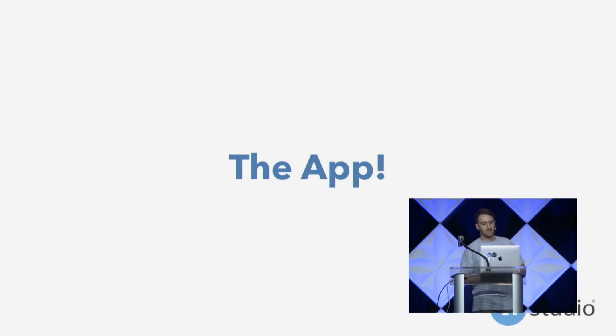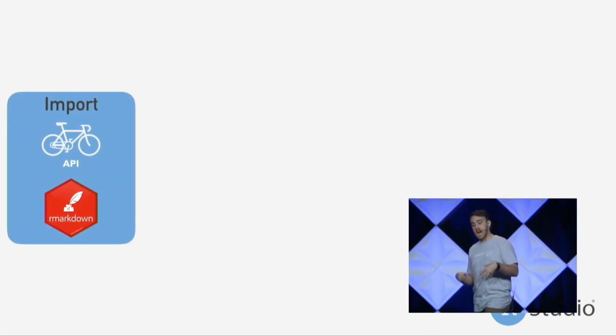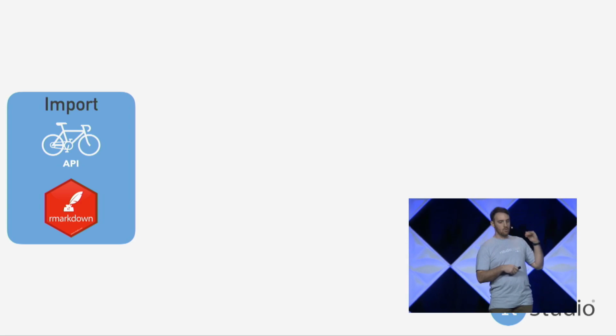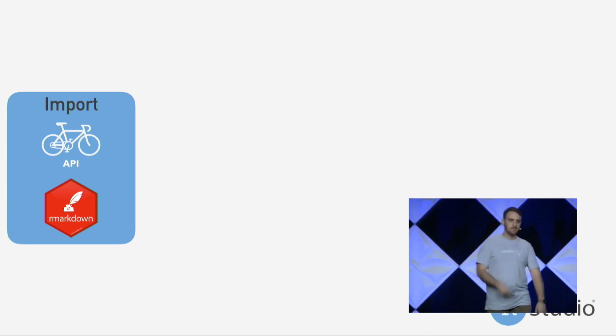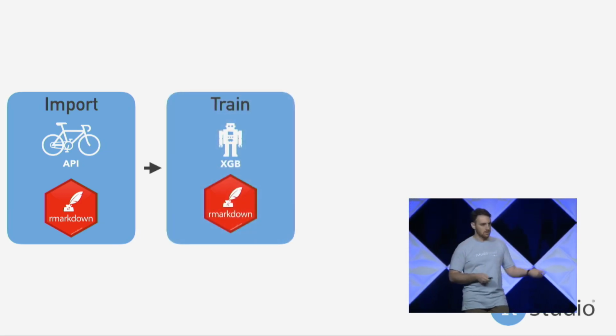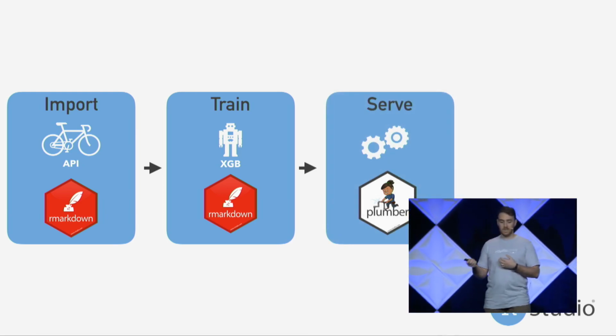So let's talk a little bit about how this app works. The Capital Bike Share organization makes available an API that provides real-time bike data: how many bikes are at each station right now. I'm going to import this using an R Markdown document. From there, I'm going to build an XGBoost model to do all my prediction for me. I'm going to do that also in R Markdown. I'm going to serve this model with a Plumber API.